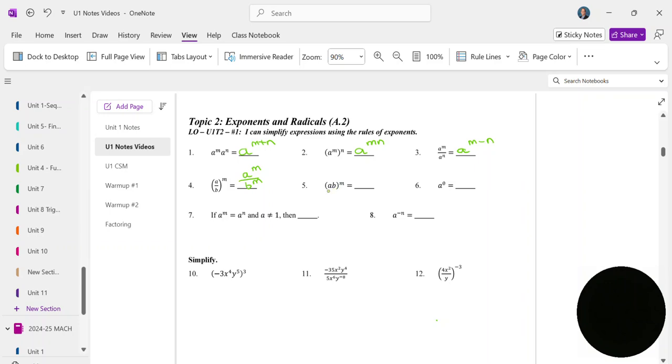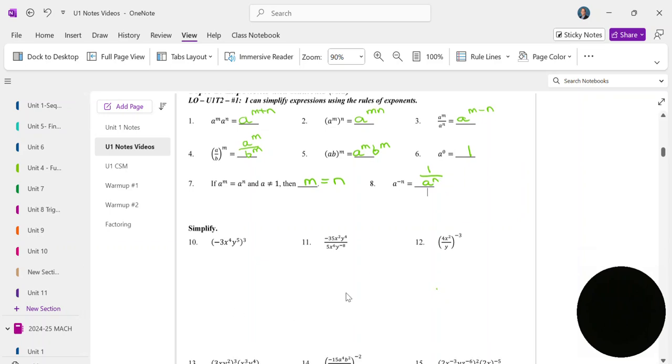And if I raise a product to a power, then you can distribute the exponent to both of them, but it has to be a product. Anything to the 0 power is 1. If a to the m equals a to the n, then the exponents are the same, m equals n. And a negative exponent is the same as the reciprocal, 1 over a to the n.